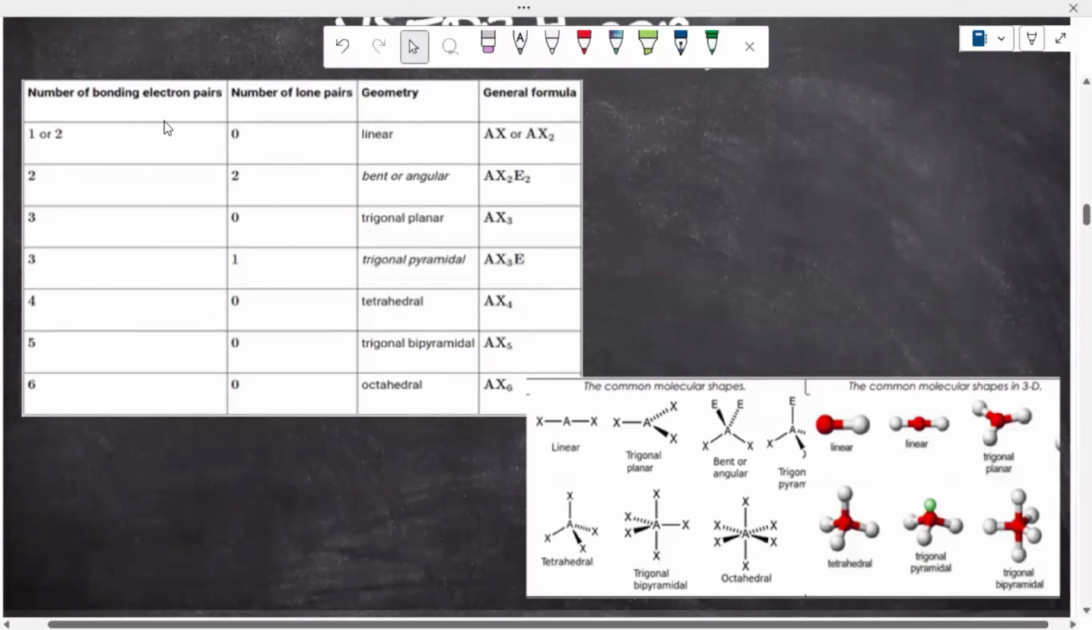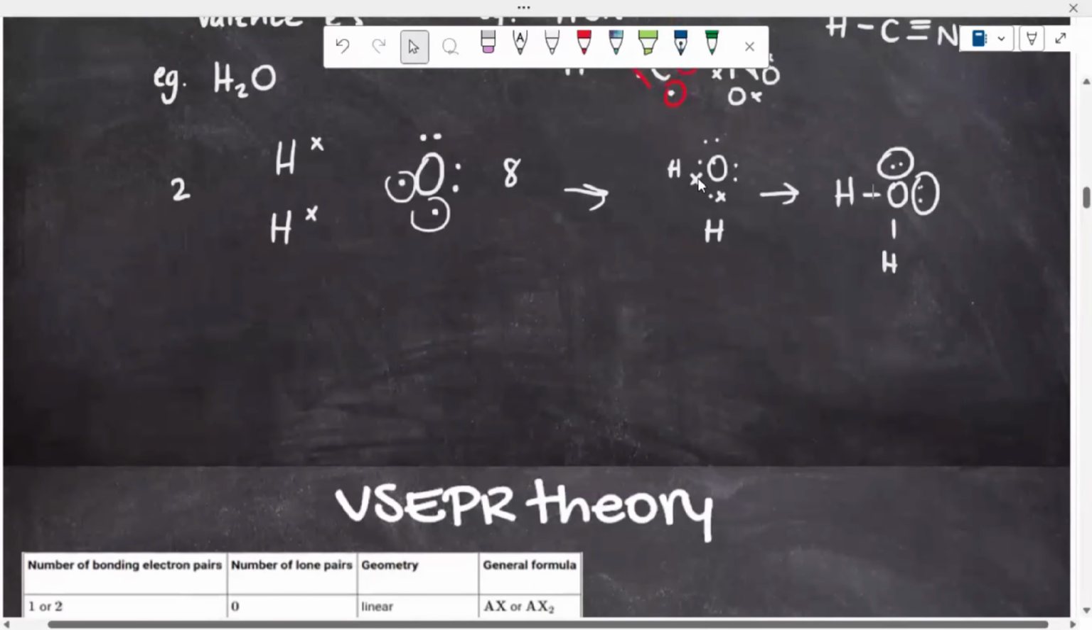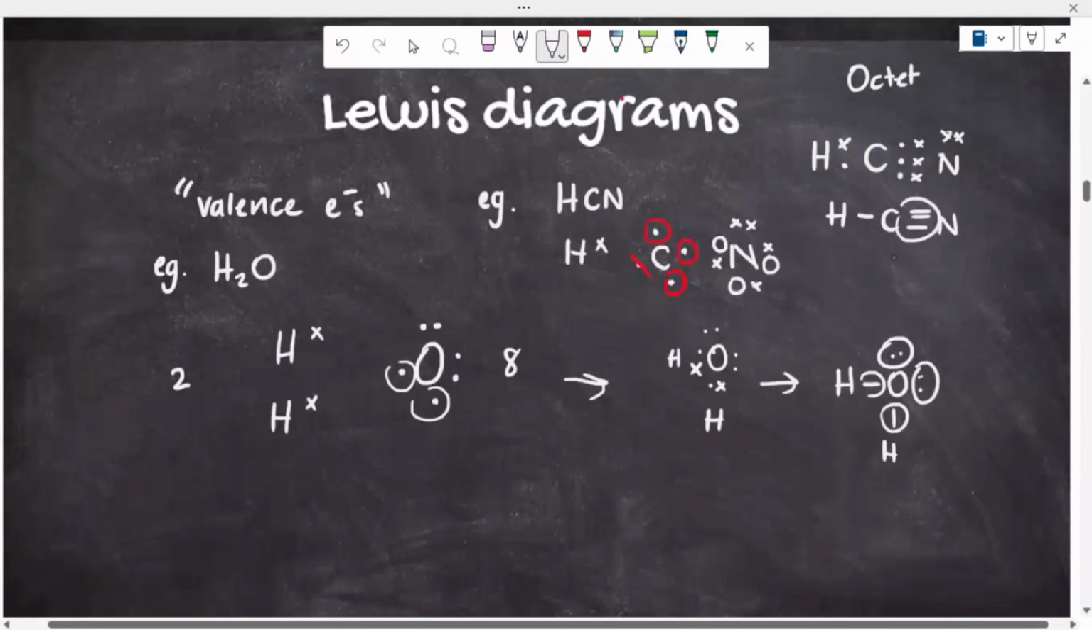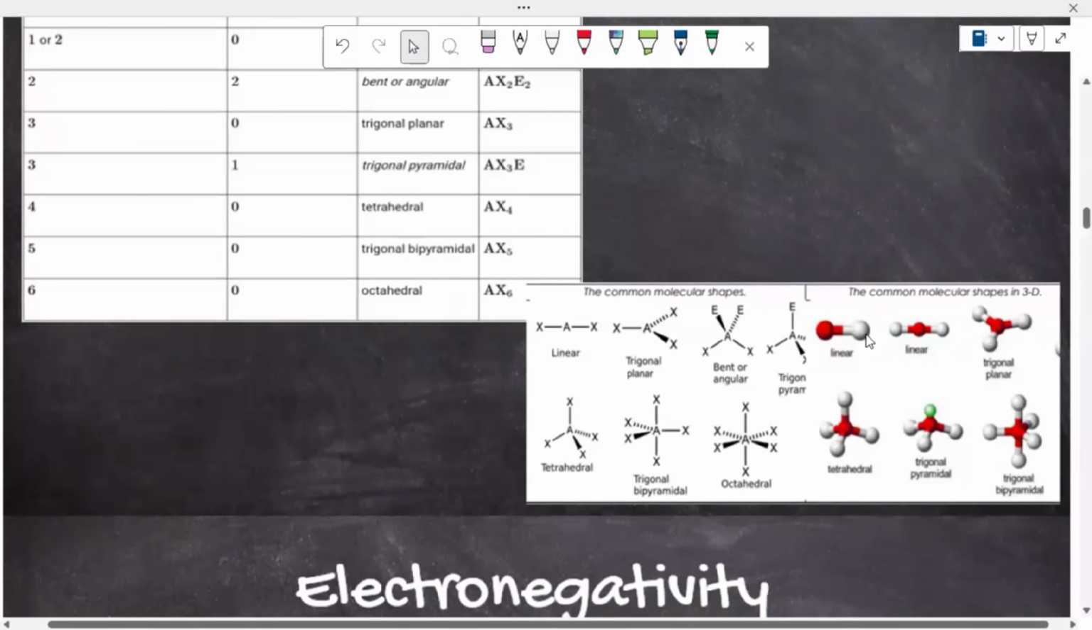So over here, you can see that with your linear, you typically have 1 or 2 bonding pairs, where the bonding pair is the electrons that are actually between the two atoms. So this single bond over here, or the double bond or the triple bond over here, those are considered your bonding pairs, right? So if you just have 1 or 2 and you have no lone pairs, then it's typically going to be linear. It's just going to evenly distribute out something like this over here.